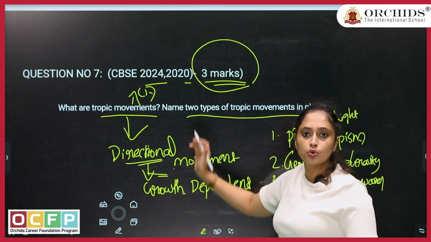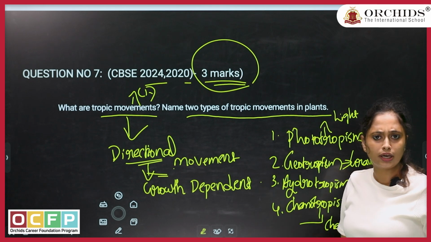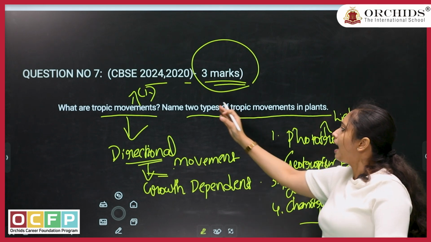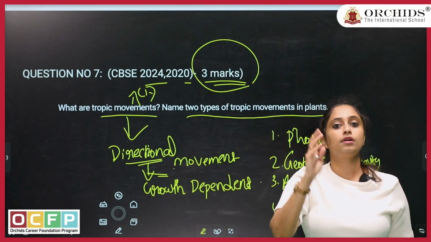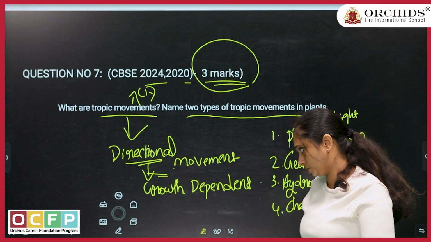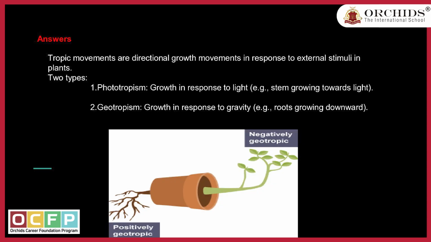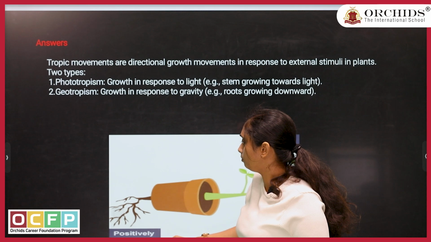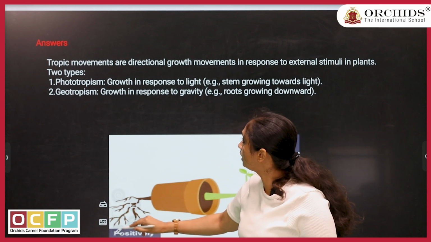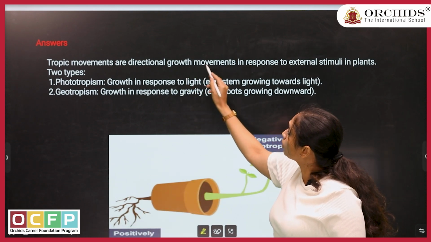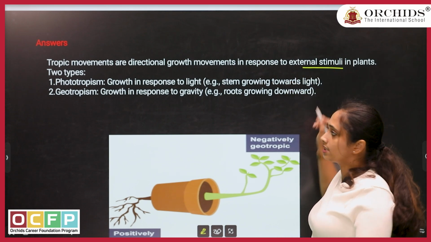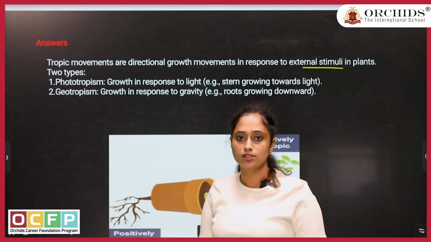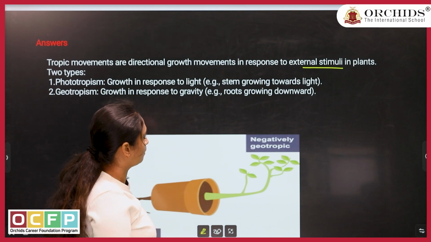If you explain any 2 types of tropic movement, any 2 you can explain. I said a few points also. And if you explain 2, you will get 1 mark for each. So like that, a 3-mark question. So we will see the answer now. See. First, you need to explain what is tropic movement. So, tropic movements are directional movements, and this is directional growth movement in response to external stimuli. We said what all the external stimuli are in different types of tropic movement.